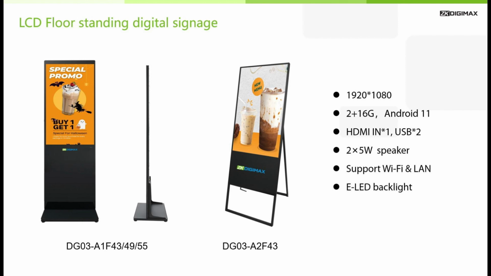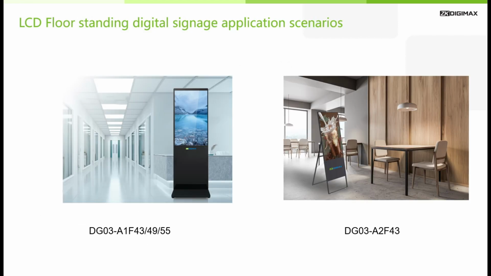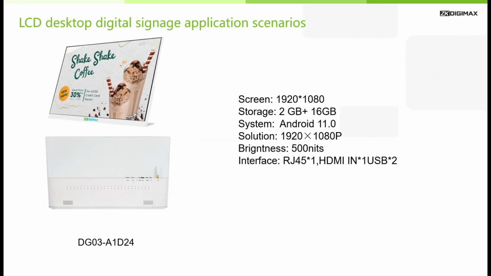So these are the main two models, A1F43, then A2F43. There are different sizes also, 43, 49, and 55. And these are the scenarios where we can use them, even the school, then hospital and everywhere. We can display our content, advertisement, information and anything. And this is the third model. This is the desktop digital signage. This also we can use on any table, cash counter, meeting rooms, and anywhere.